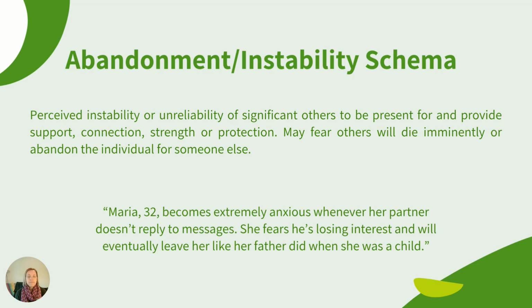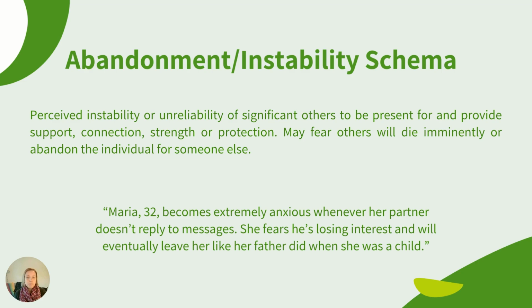Okay, so let's have a think through a couple of examples of particular schemas. The first one that I'm going to think about with you is the abandonment instability schema. So this is a perceived instability or unreliability of significant others to be present for and provide support, connection, strength, or protection. The individual may fear that others will die imminently or abandon the individual for somebody else.